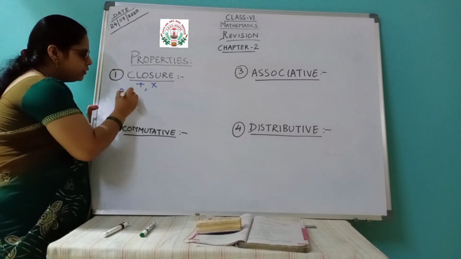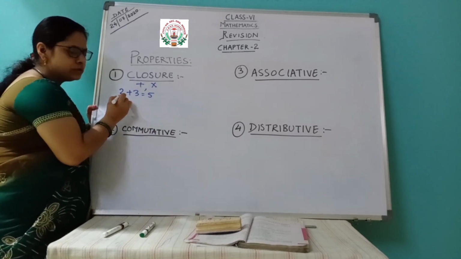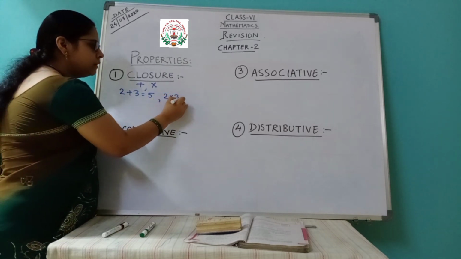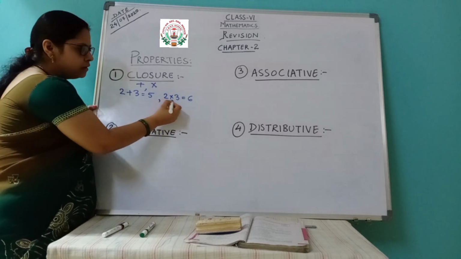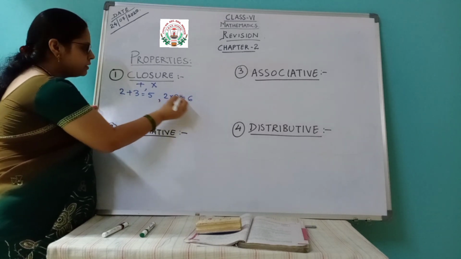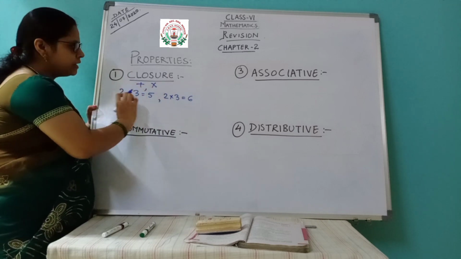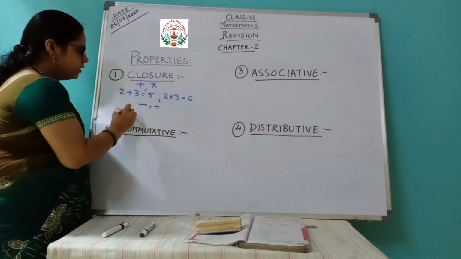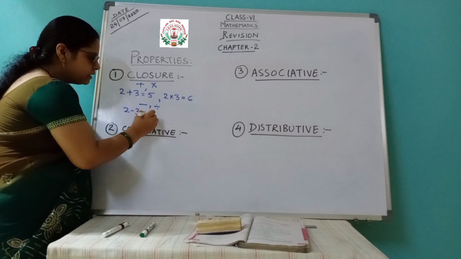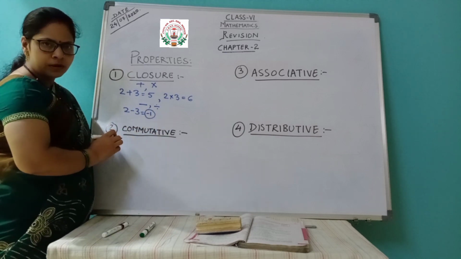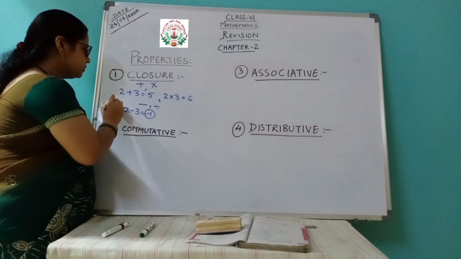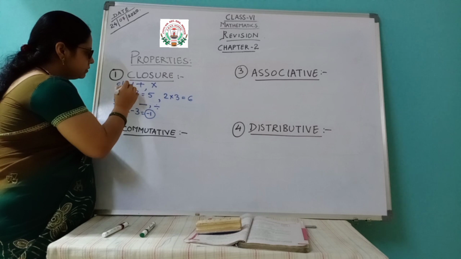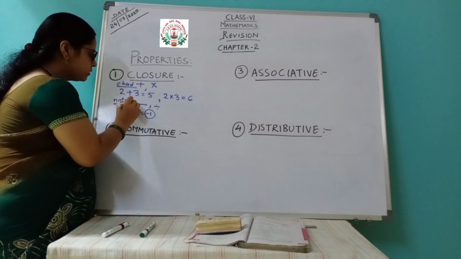See how. 2 plus 3 is equal to 5. 2 is a whole number, 3 is a whole number, and 5 is also a whole number. 2 into 3 is 6. 2 is a whole number, 3 is a whole number, and 6 is also a whole number. So for addition and multiplication, it is closed. And for subtraction and division, 2 minus 3 is minus 1. This minus 1 is not a whole number, it is an integer. So it is not closed. Addition and multiplication are closed, and subtraction and division are not closed.